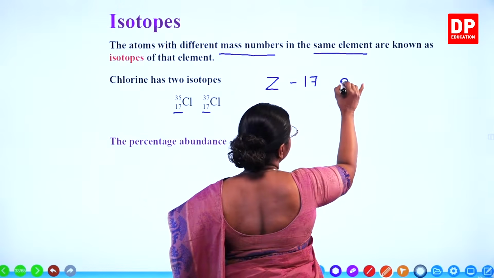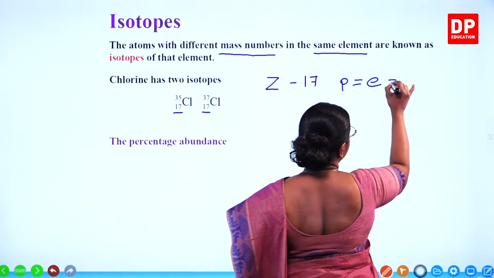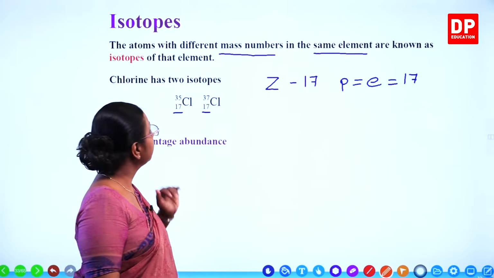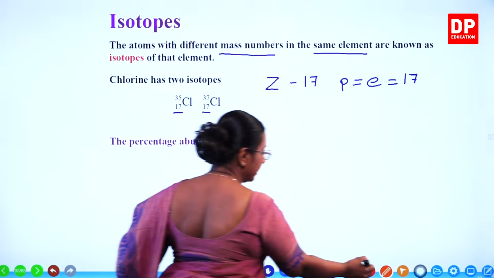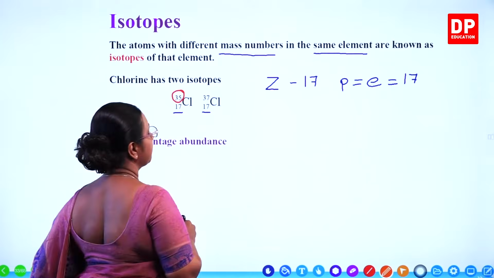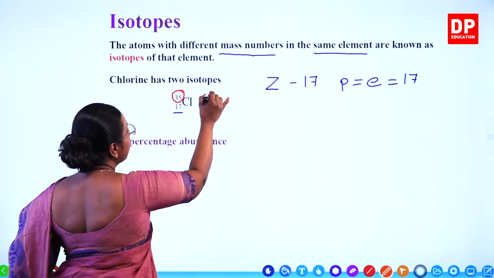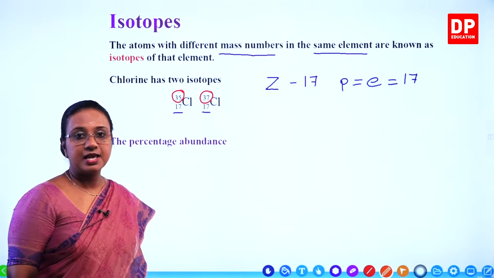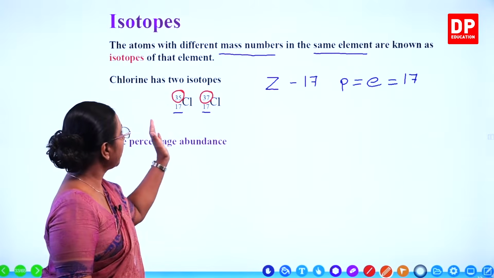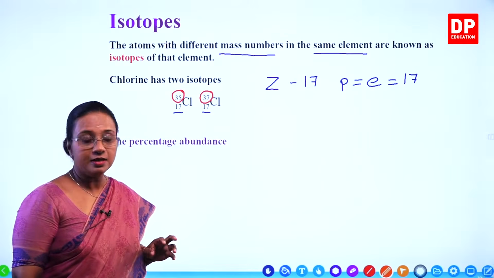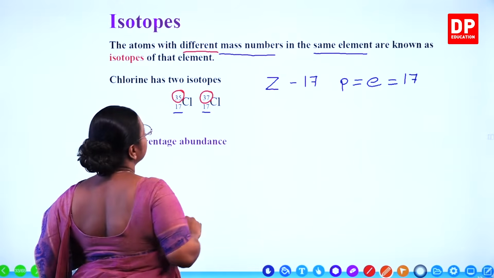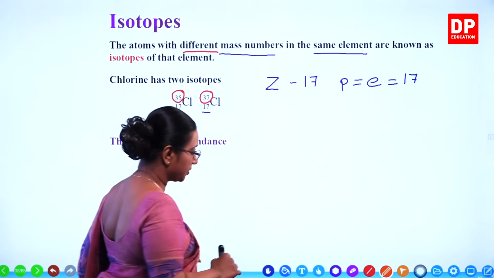Therefore, the number of protons equals the number of electrons, which is equal to 17. But the mass number you can see here is different. In one isotope, the mass number is 35, and in the other isotope, the mass number is 37. That is the difference. Both are atoms of the same element, but they have different mass numbers. Then they are known as isotopes.